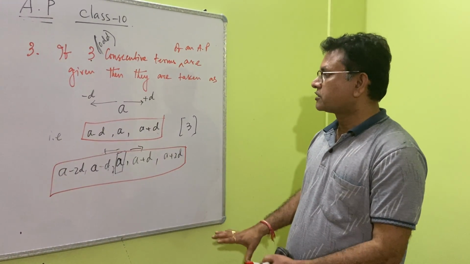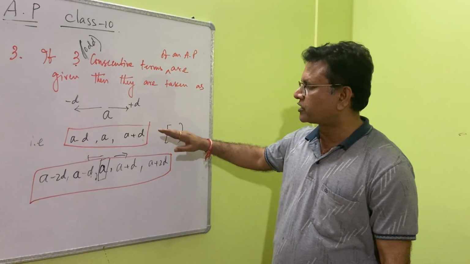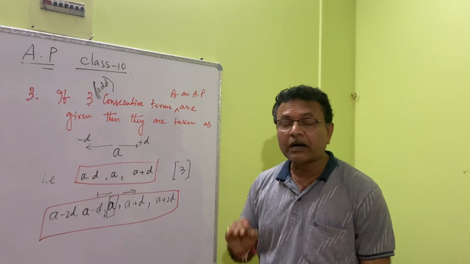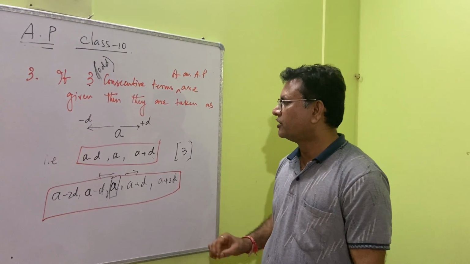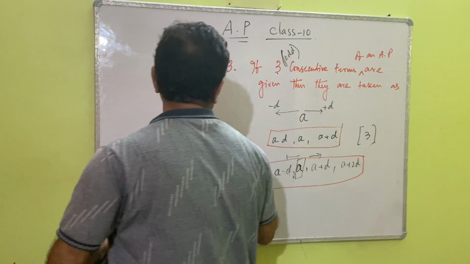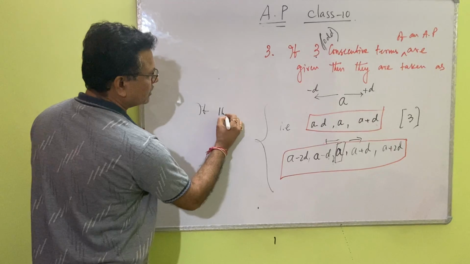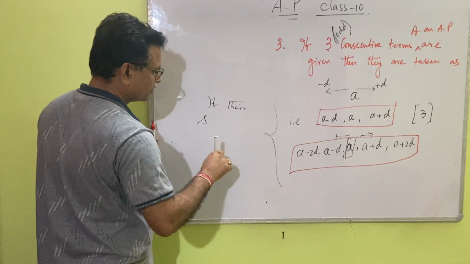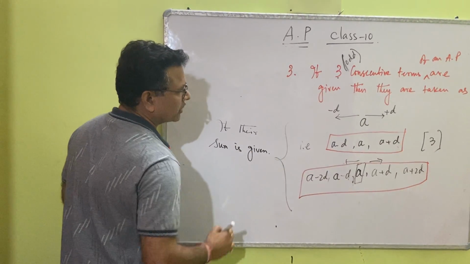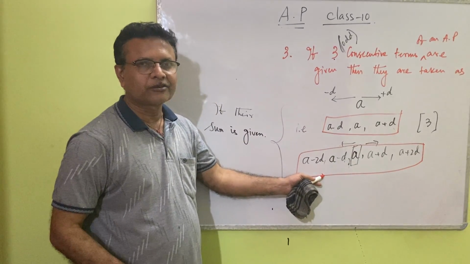So now my question is this. If 3 consecutive terms of an AP are given in the question, then you have to take those 3 terms in this way, provided. That means this is the main condition. When will you take 3 terms like this? If the sum is given. That means you will take this if their sum is given. If the sum is given, then only the numbers should be taken in this way, otherwise not.